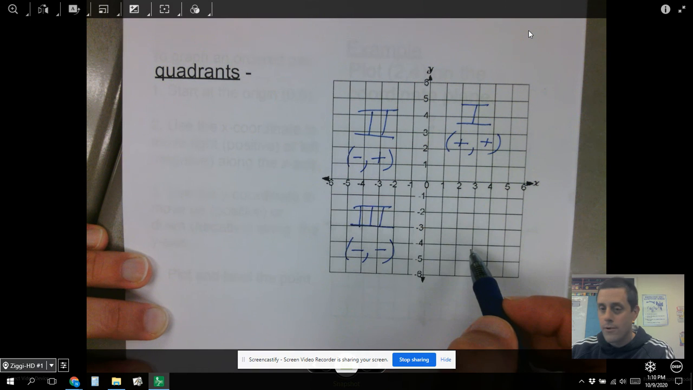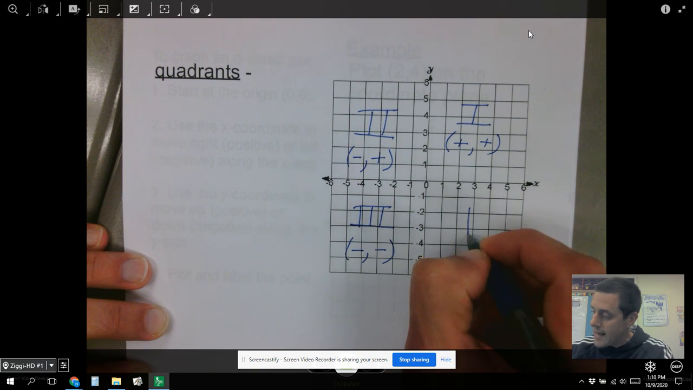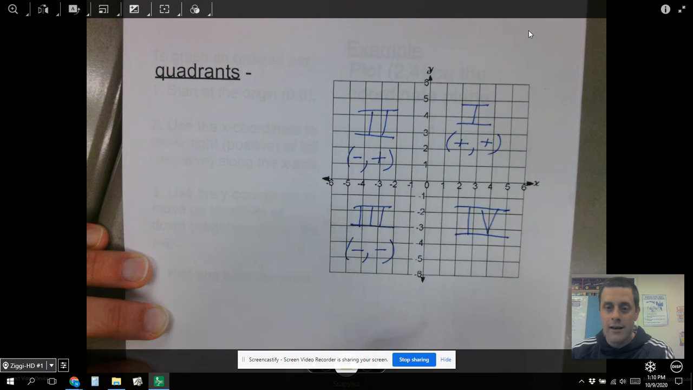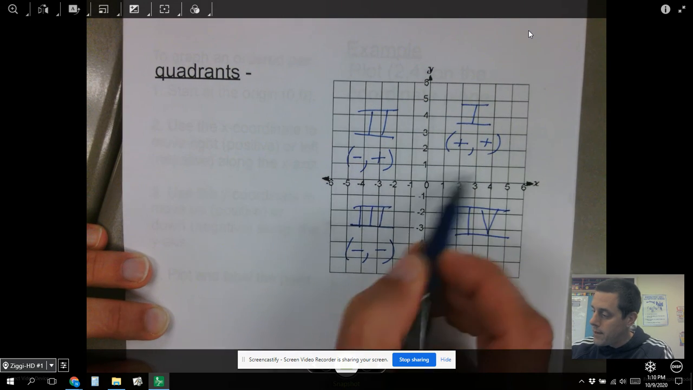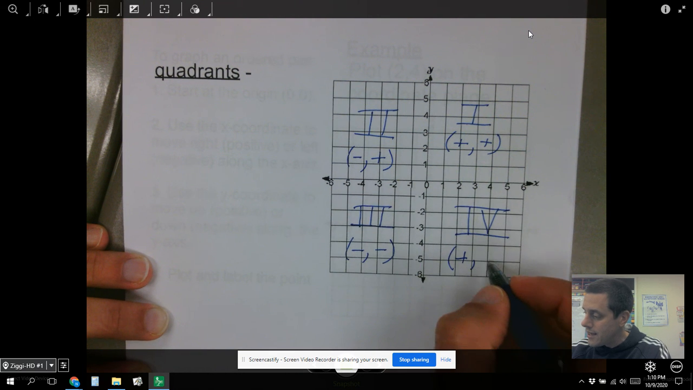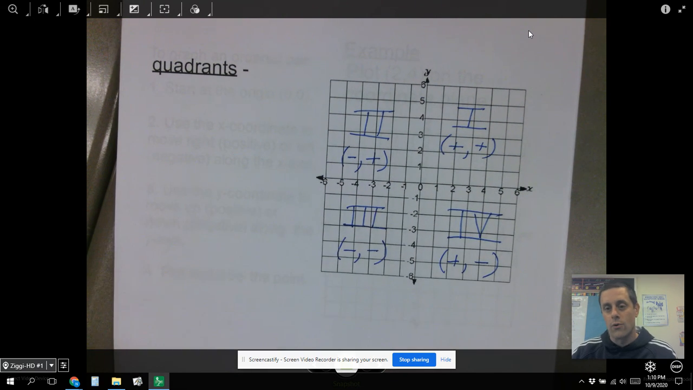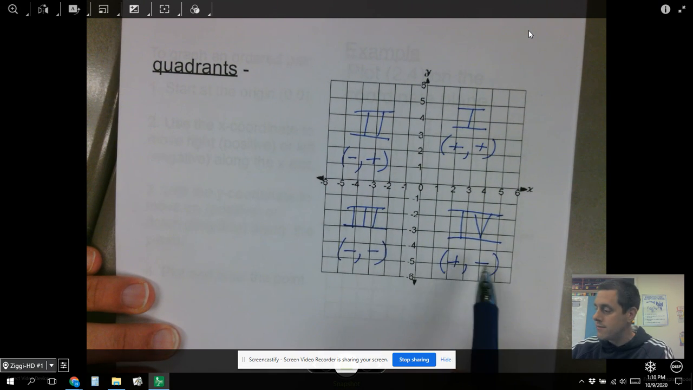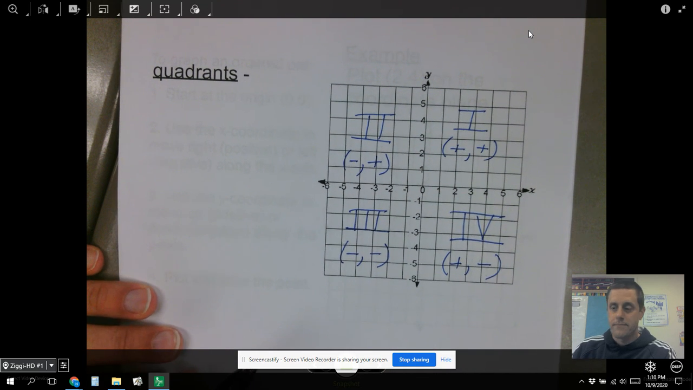And we're going to finish up over here on the bottom right. This is quadrant 4. To write 4 in Roman numerals, it's a capital I followed by a capital V. And we get the positive side of the x-axis and the negative side of the y-axis. So in quadrant 4, x values will be positive, y values will be negative.